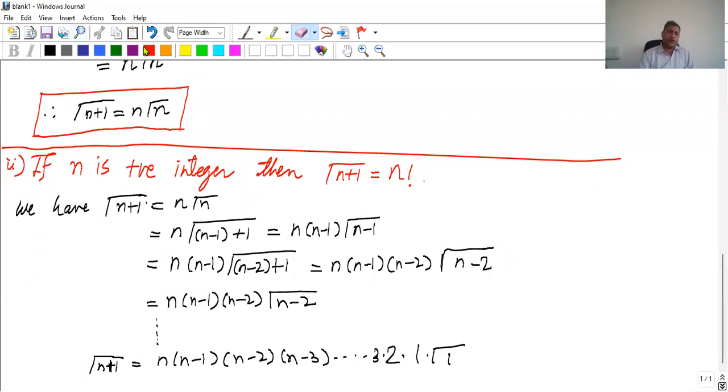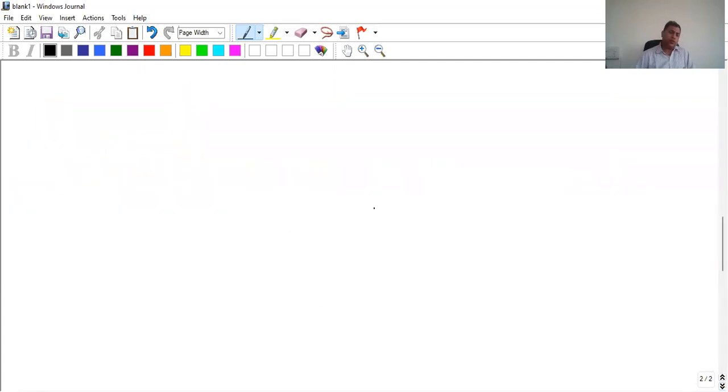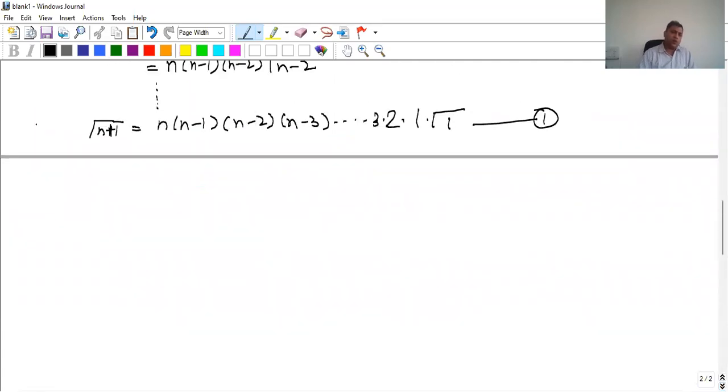So let us think of how we get the next term. Here, I can call this equation 1, because I have to find out the value of gamma 1. So I need to find the value of gamma 1. So how are we able to write the value of gamma 1? We have gamma 1 is equal to integral 0 to infinity e raised to minus x, x raised to 1 minus 1 dx. Why this?